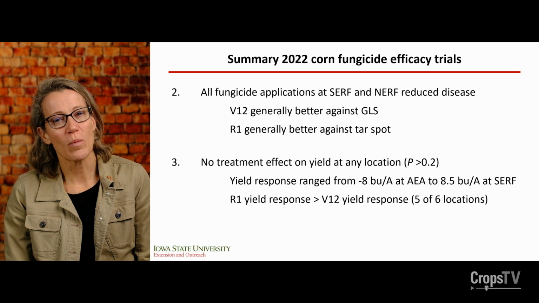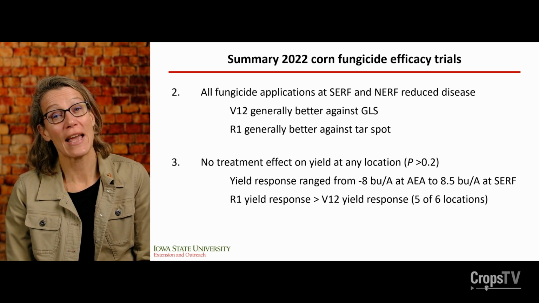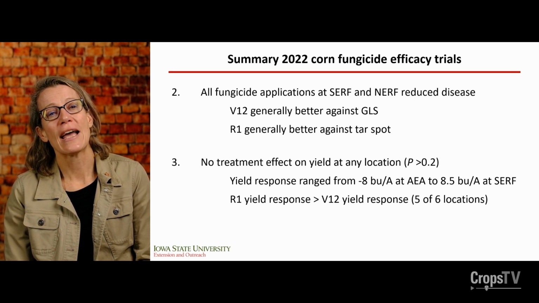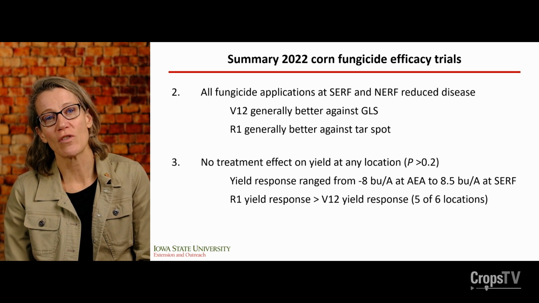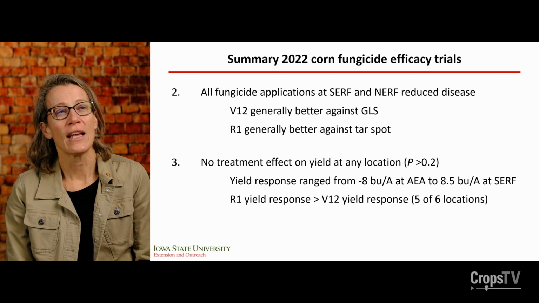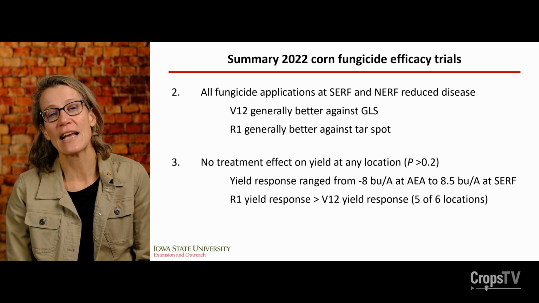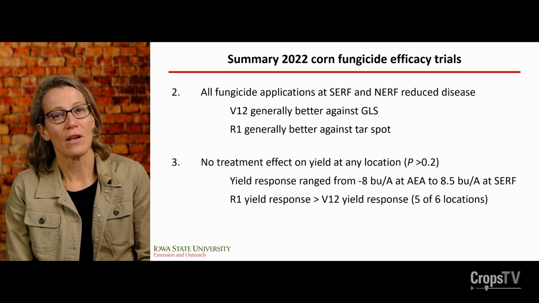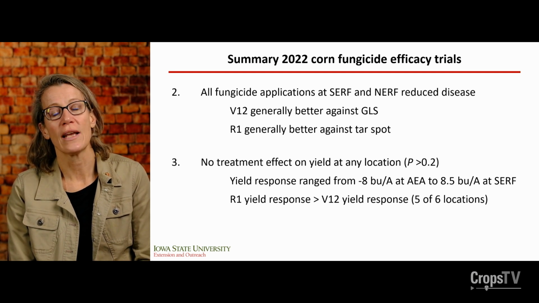And the yield response ranged from -8 bushels at that ag engineering farm to 8.5 bushels at the Southeast Research Farm. And in general, we had a better yield response from that application at R1 compared to that application at V12. That was at 5 of the 6 locations, and that's what we've shown in several years previous as well, that if you're going to put a fungicide on your corn, in general, R1 is when we tend to see more of a benefit from that fungicide.